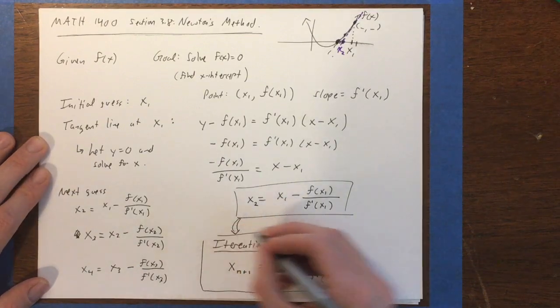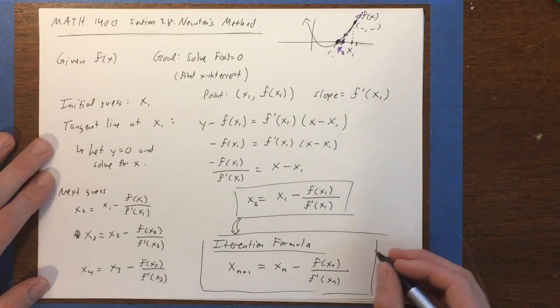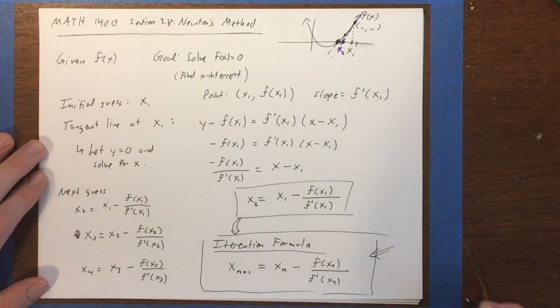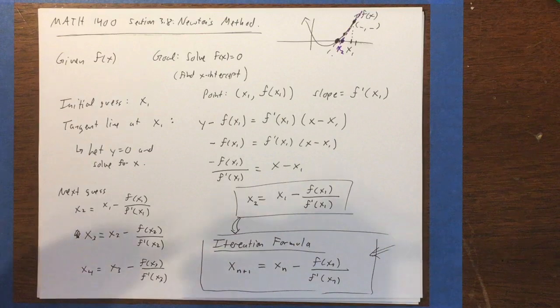There we go. So we have our powerful tool. This is the heart of Newton's method right here. It's that iteration formula. So now we're going to do an example.